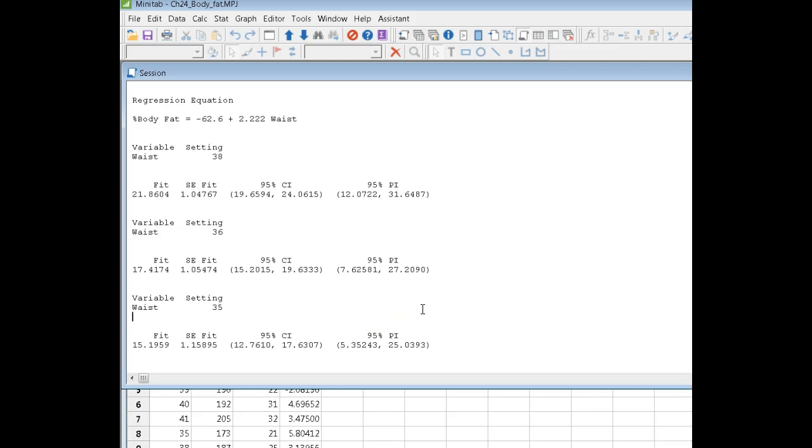Okay, that's it. For your last assignment, I will be posting up some problems and taking you through those problems in Minitab to show you how the regression works.